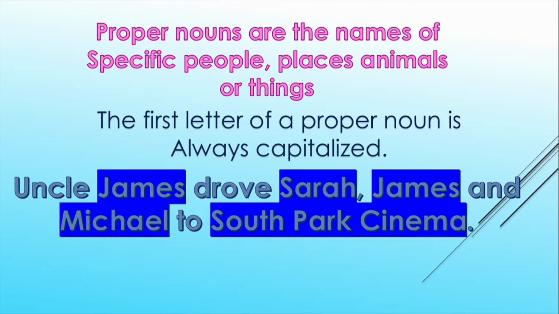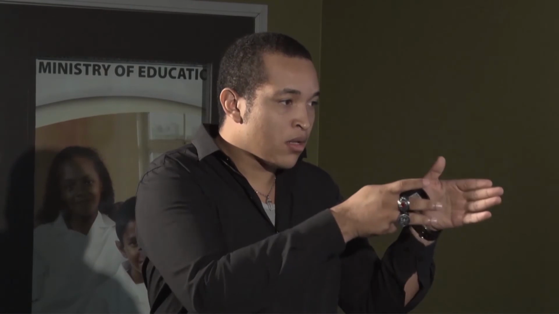So it's the same sentence we're dealing with from before, but this one, instead of having a common noun, we have a specific thing. So we have Uncle James, so instead of just my uncle, we have one specific uncle. So we have Uncle James drove Sarah, James, and Michael to South Park Cinema. So Sarah might have been the sister that they were talking about before, and James and Michael might be her friends, right? And the cinema that they went to is South Park Cinema. As we would know, there are many cinemas throughout Trinidad and Tobago. You have South Park, you have C3, you have Digicel, all of those different things. But if you're thinking about one particular one, then that name would be a proper noun.